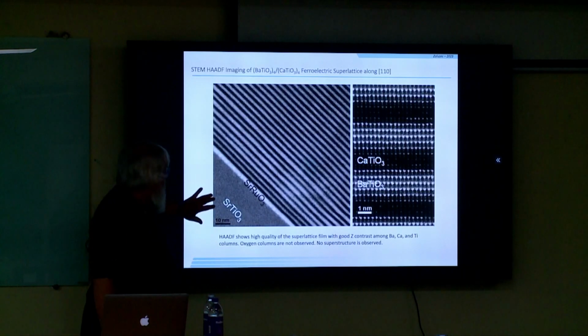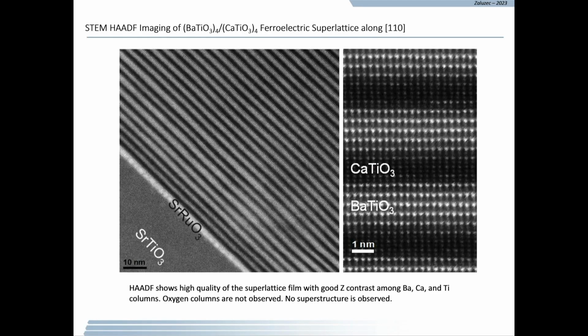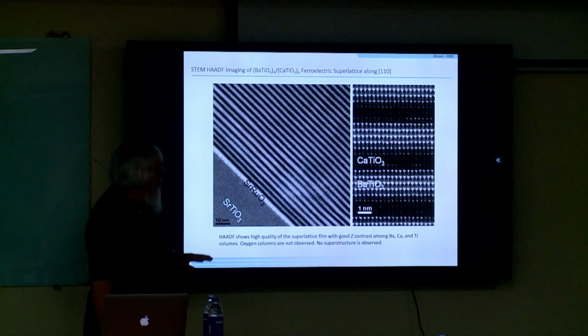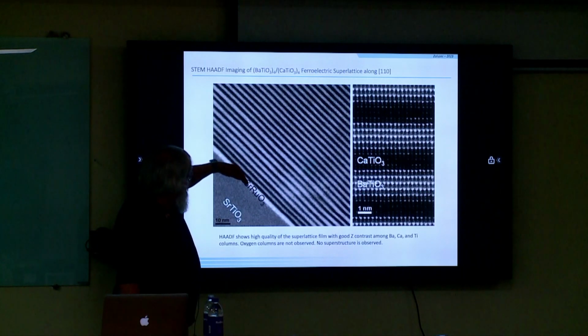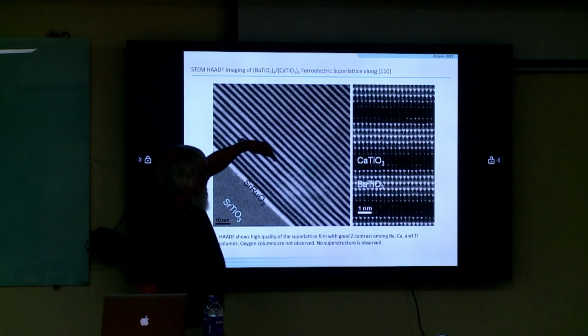Here's an example of high angle resolution STEM contrast. This is a barium titanate, calcium titanate. In this case we've got strontium titanate, strontium ruthenium oxide, and then layers. Let's look at those layers.